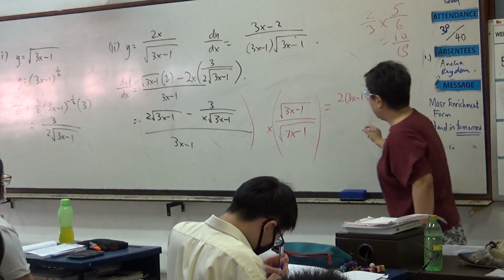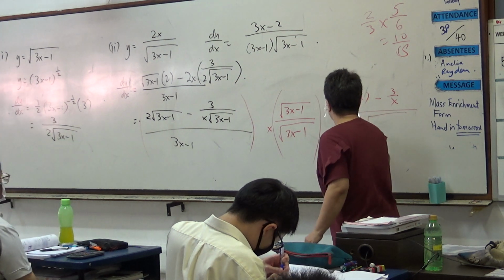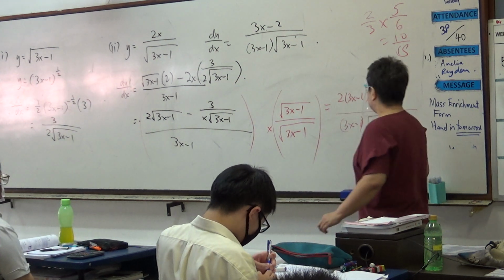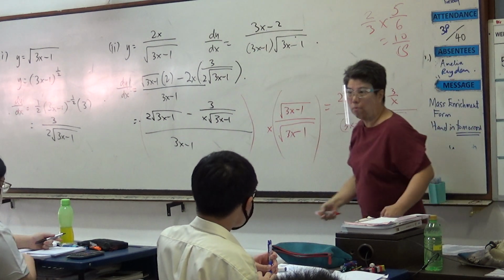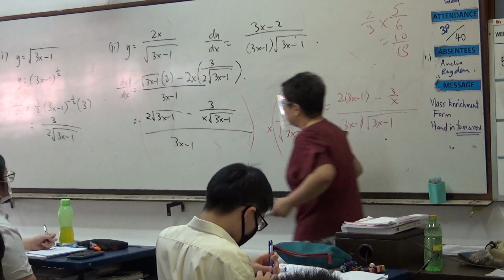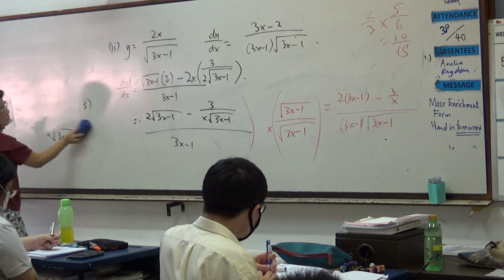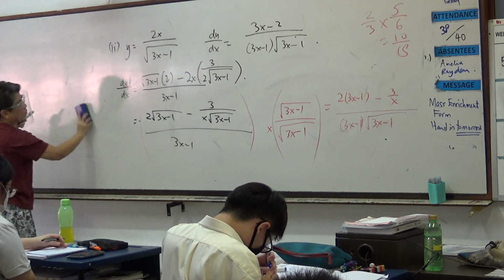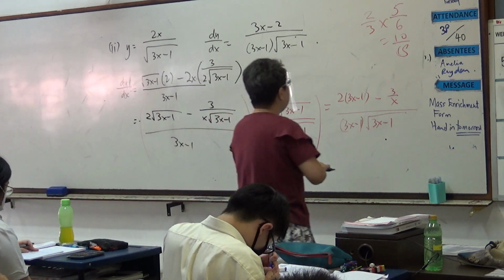Agree, class? Now, what about the bottom? It becomes square root of 3x minus 1 times square root of 3x minus 1, right? Now, can you see the bottom I get already? Now it's the top that I must simplify. Everybody clear? Okay? Clear, huh? So I'm going to simplify the top. Don't all know me lah. Okay. Did I make any mistake?